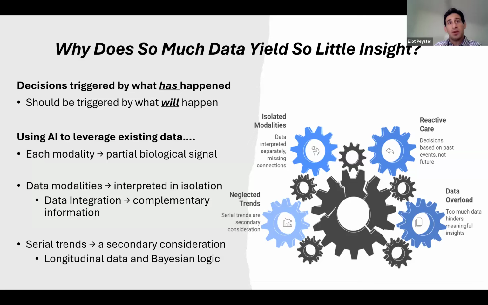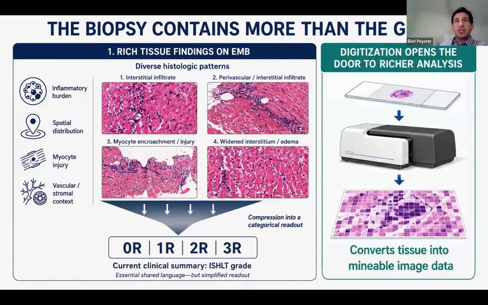Among all the data streams we generate in post-transplant medicine, the biopsy remains the most information-rich and clinically important for rejection assessment. Unfortunately, in heart transplant, the way we currently extract information from biopsies captures only a fraction of the information that's actually contained within them.